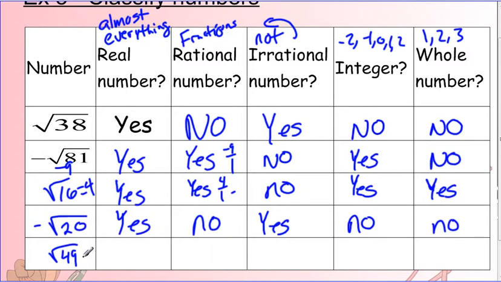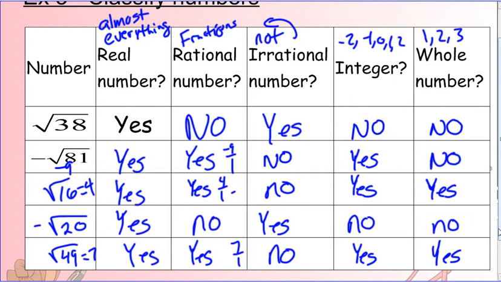Square root of 49 is 7. Real number? Yes. Rational number? Yeah, we can write that as a fraction. 7/1. Irrational? Nope. Integer? Yep. Integers are positives and negatives. Whole number? Yep.